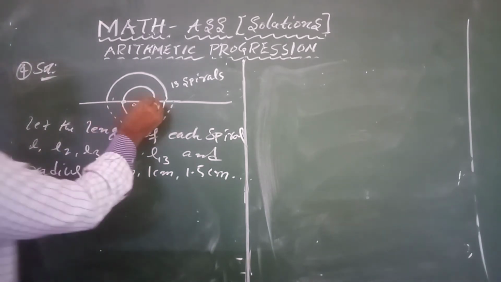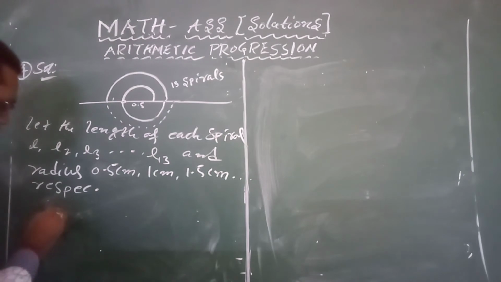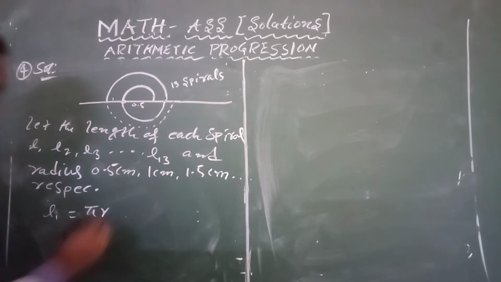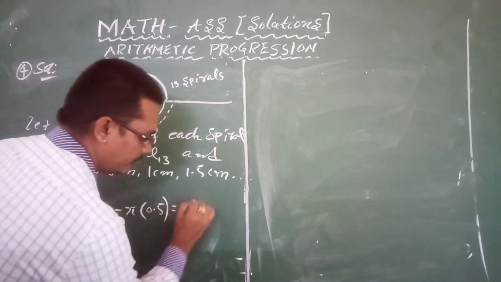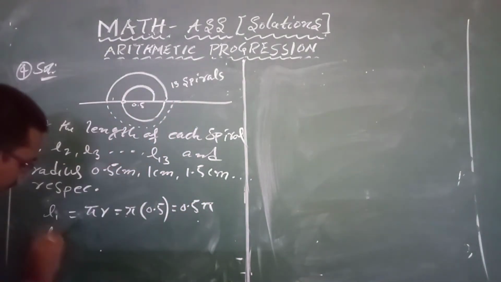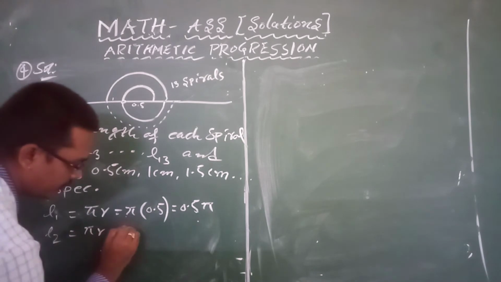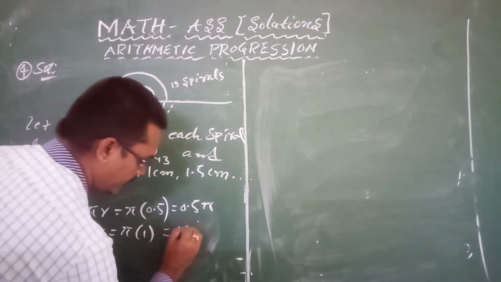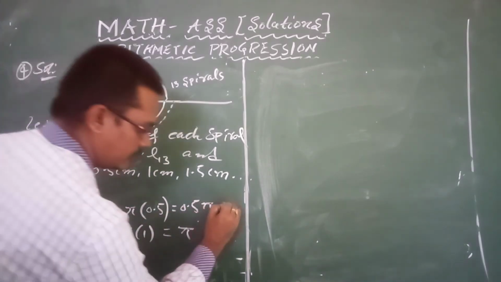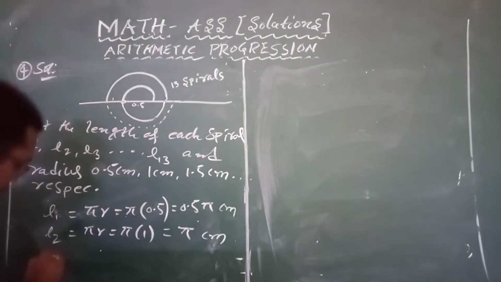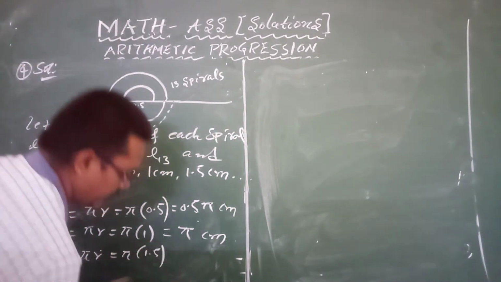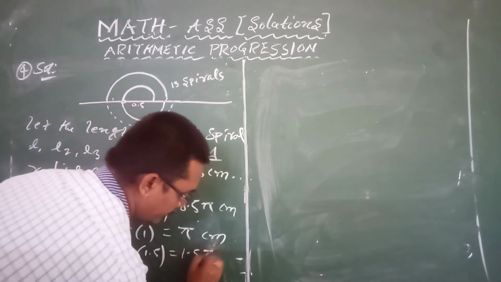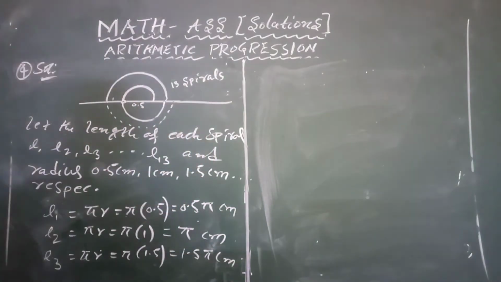Now what does the spiral represent? A semi-perimeter. So the length L1 is equal to the semi-perimeter formula, pi R. That is equal to pi times 0.5, that is 0.5 pi centimeters. Similarly L2 is pi R2, which is pi centimeters. Centimeters here also. And L3 is pi times 1.5 centimeters, that is 1.5 pi centimeters, and so on. You can write down this series.